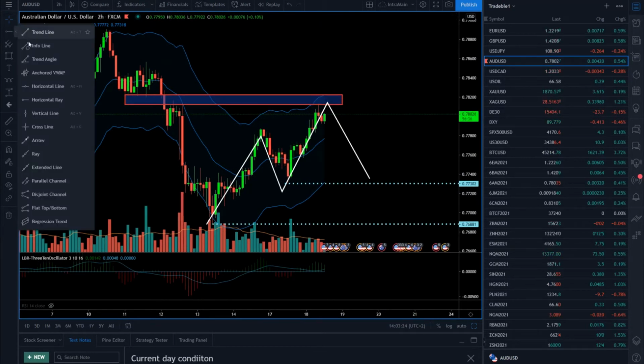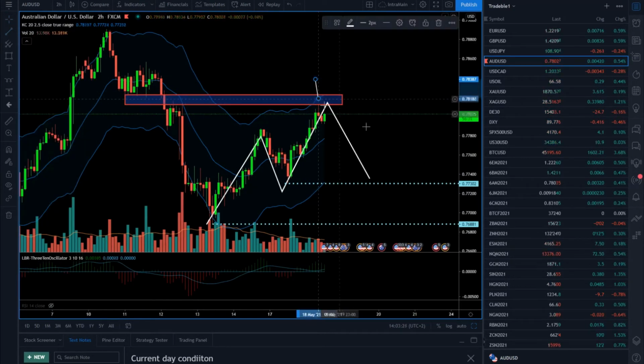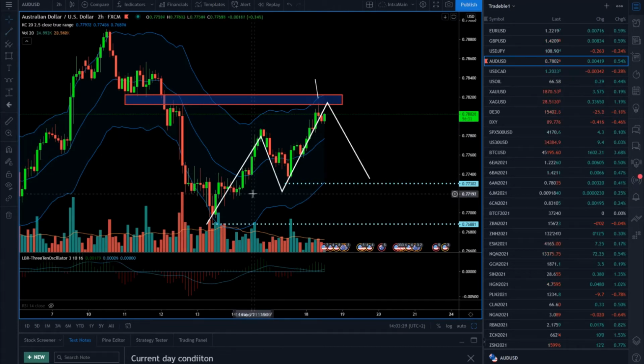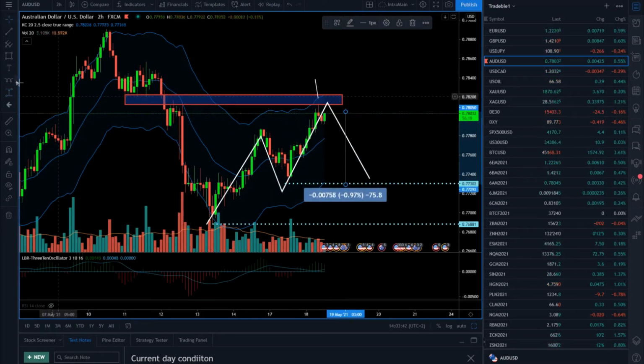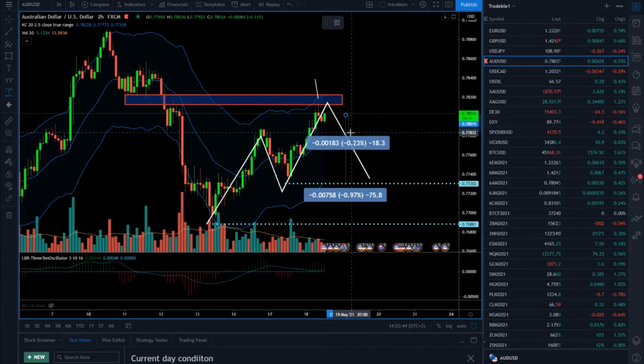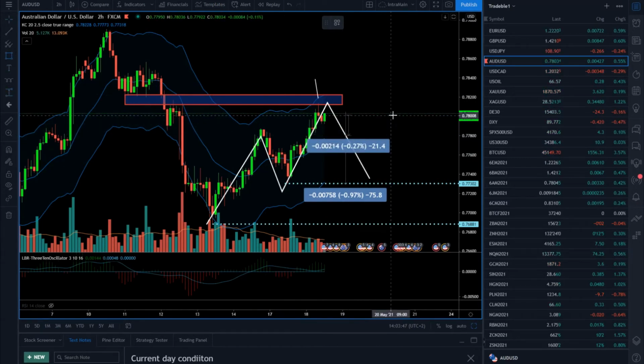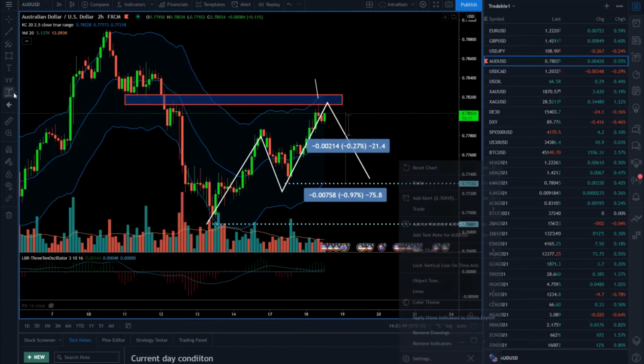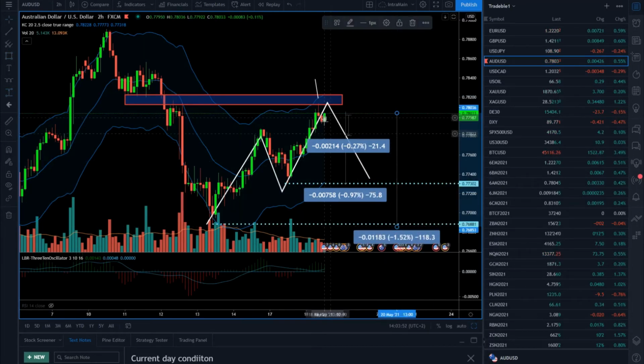So I think that this is a very important level for the Australian dollar. The buyers have had a very hard time to break this, and I'm seeing this for about 6 hours. This is a potential good risk reward ratio play, 75 pips to even up to 100 pips potential if we will see the sellers take control.